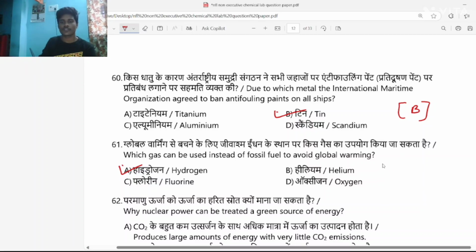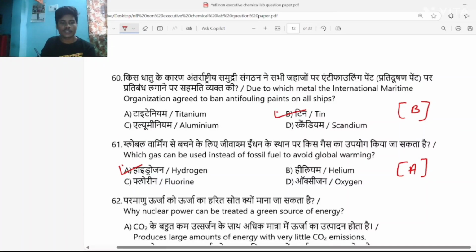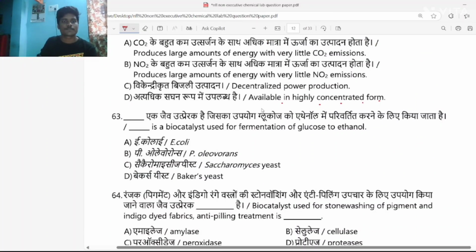Why can nuclear power be treated as a green source of energy? Options are: produces large amounts of energy with very little CO2 emissions; produces large amounts of energy with very little NO2 emissions; decentralized power production; available in highly centralized forms. Right, answer is option A. It produces large amounts of energy with very little CO2 emissions, not NO2 emissions. Option A is the correct answer.